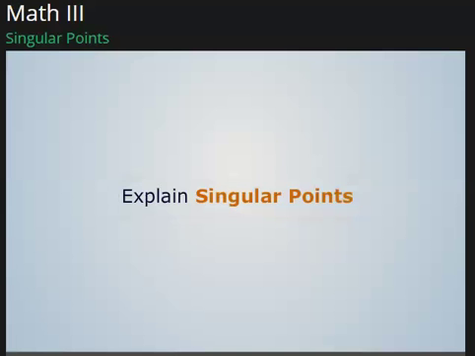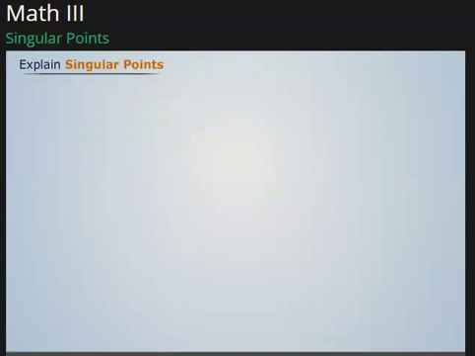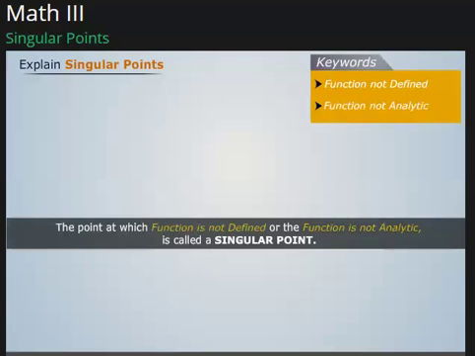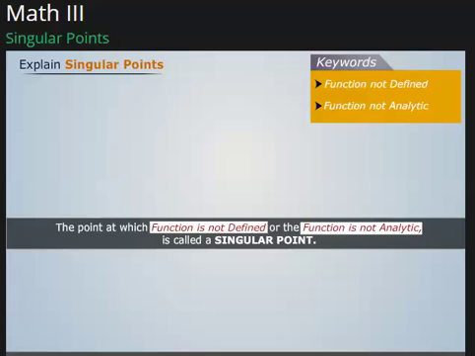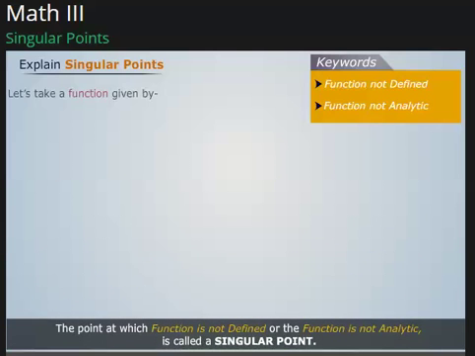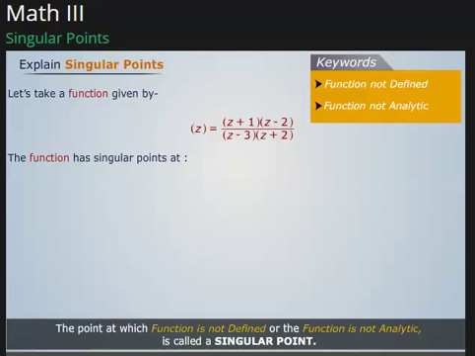Explain singular points. The point at which a function is not defined or the function is not analytic is called a singular point. Let's take a function given by. The function has singular points at.